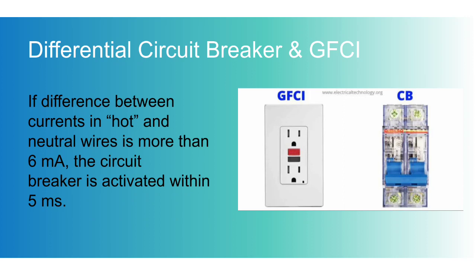So next is the differential circuit breaker. It is used to compare the current going into the circuit and coming out of the circuit. If this ratio is the same, it allows current to pass through. But when it exceeds this condition, or if the difference is more than 6 milliamperes, this circuit breaker gets activated. It is also known as a fuse.